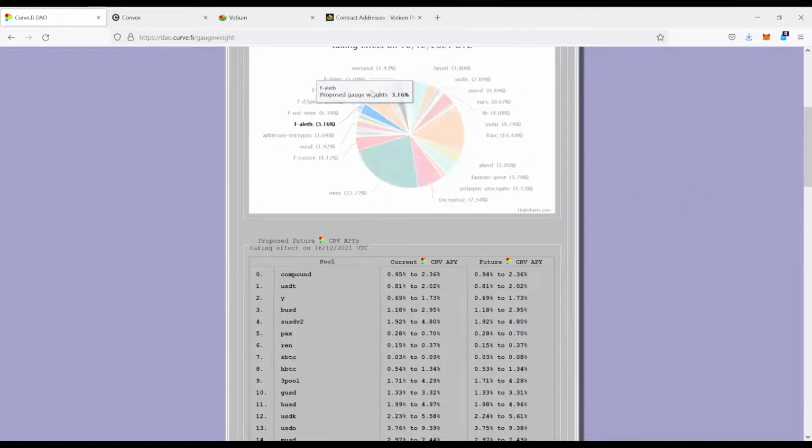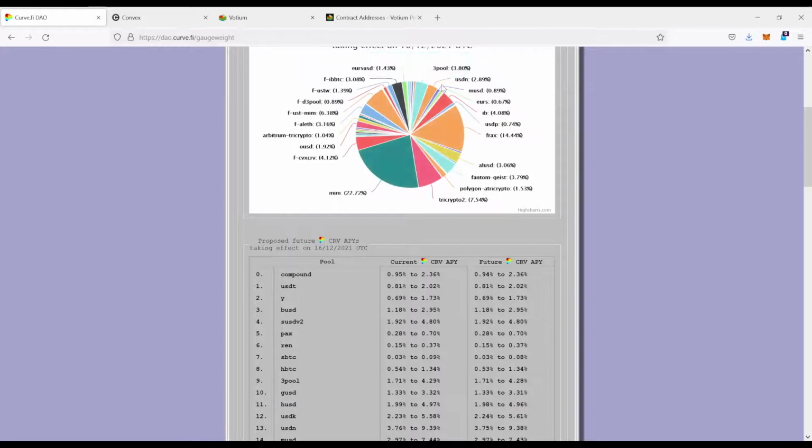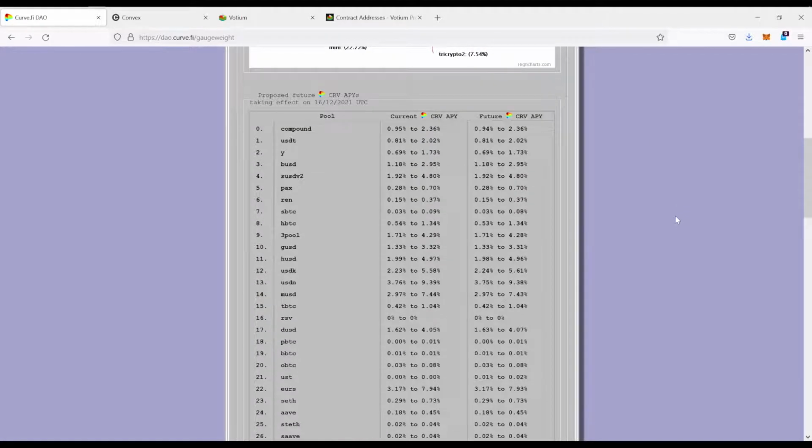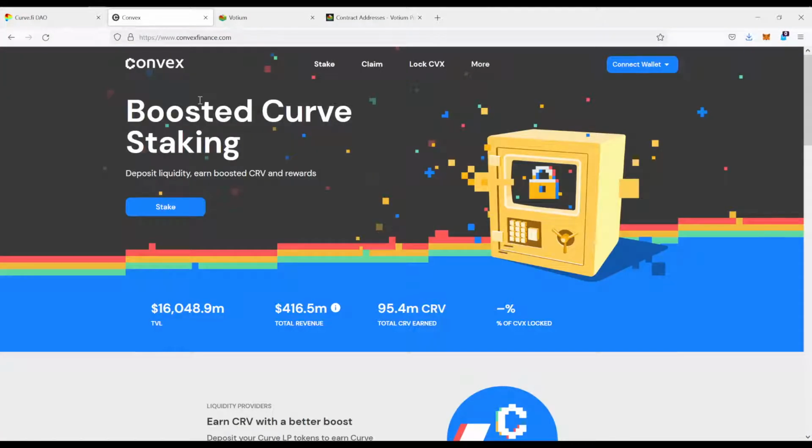And different protocols can basically put in their proposals, and then you can vote for them. Or basically, they put in their pools, and you can vote for their pool. But now comes the catch. And there we go with Convex.